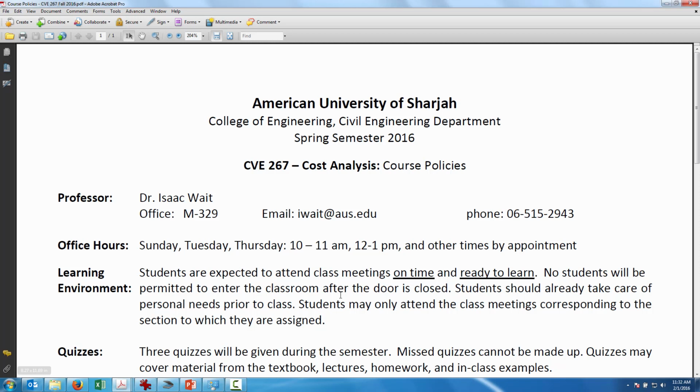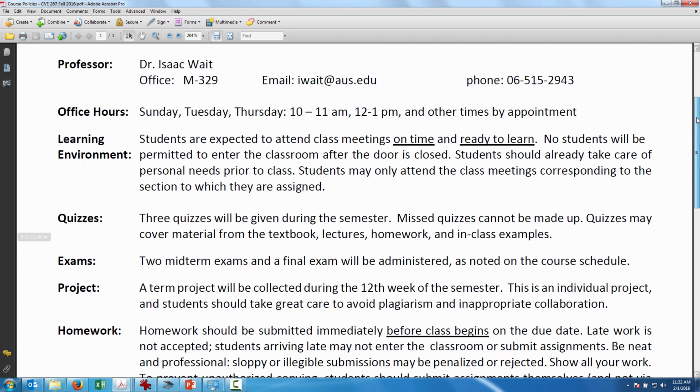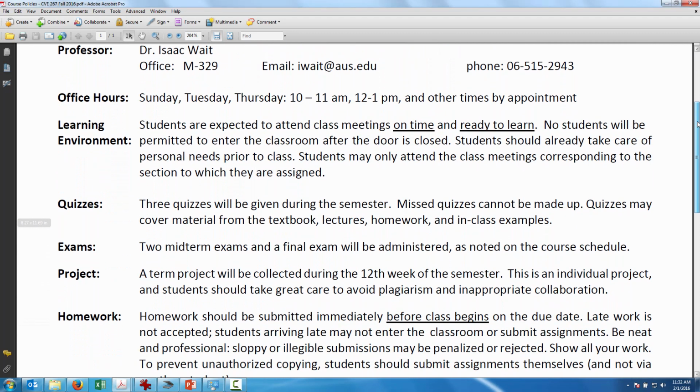One last thing in the learning environment is that students may only attend the class meetings corresponding to the section to which they are assigned. That doesn't apply since I'm only teaching one section of cost analysis this semester. The rest of this information has already been sort of referred to in the course schedule. For example, that we're having 3 quizzes. One additional bit of information is I'll mention that if you miss a quiz, it cannot be made up. So if you arrive late on a quiz day, then you're going to get a 0 on the quiz.